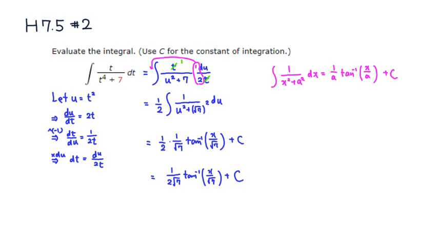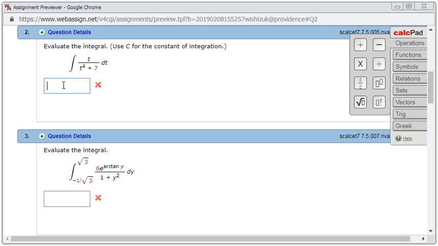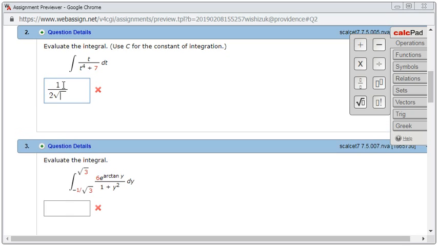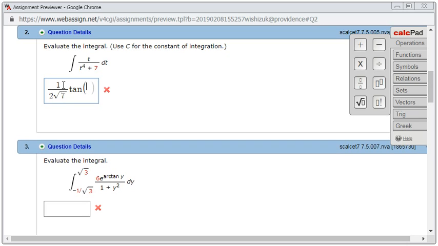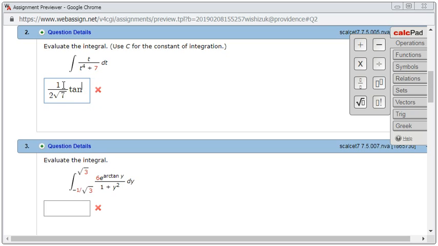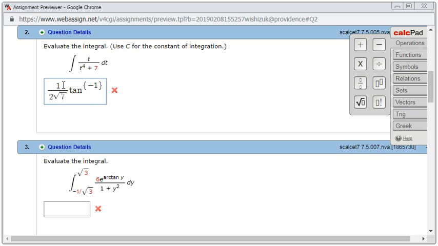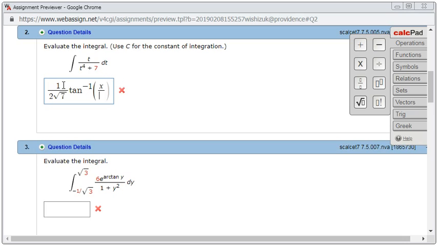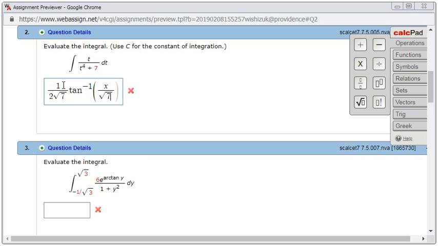So let's type it in. What we got was 1 over 2 square root of 7, then arctangent. Oh, I don't need the brackets there. Arctangent of x over square root of 7 and plus some constant c. Alright, let's check the answer.